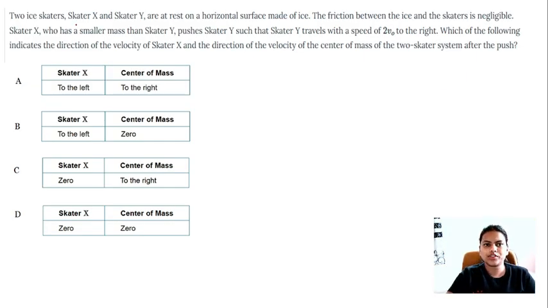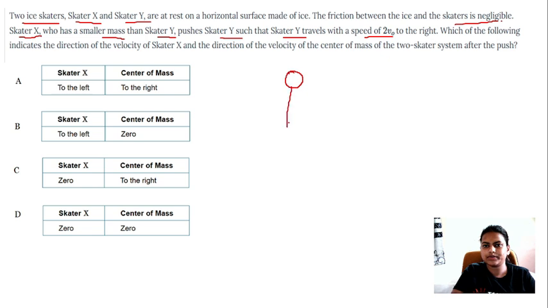Let's move to the next question, which says that two ice skaters, skater X and skater Y, are at rest on a horizontal surface made of ice. The friction between ice and the skaters is negligible. Skater X, who has a smaller mass than skater Y, pushes skater Y such that skater Y travels with the speed 2v0. So we have two skaters.